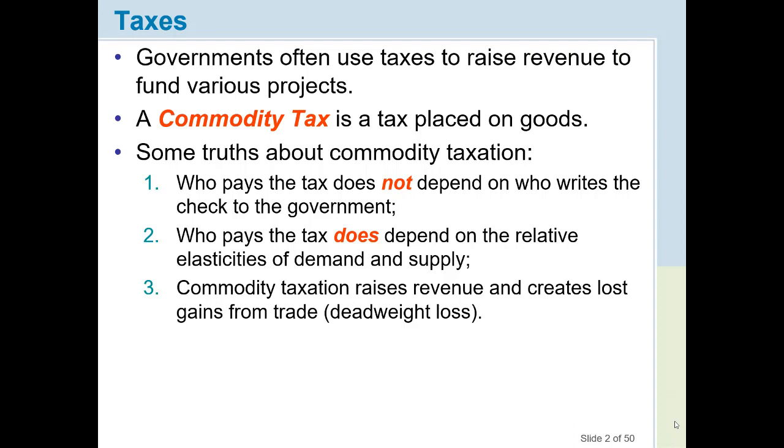Commodity taxation finally raises revenue for the government for funding public goods and those things we want the government to do. But it also creates lost gains from trade. It distorts the market and it creates what we call a deadweight loss. So this is part of that inevitable concept of trade-offs in economics. To have gains for the government, to have the government be able to do its function, we have to have taxes, and taxes create a loss for buyers and sellers in a market. There is no such thing as a free lunch here.